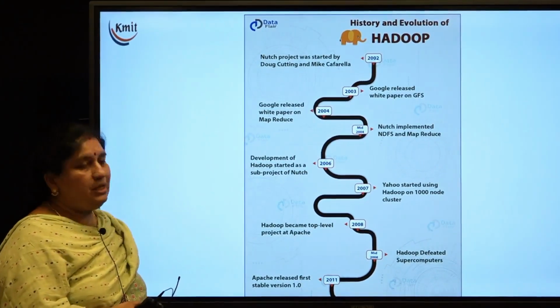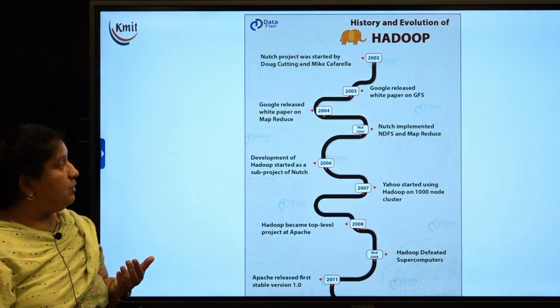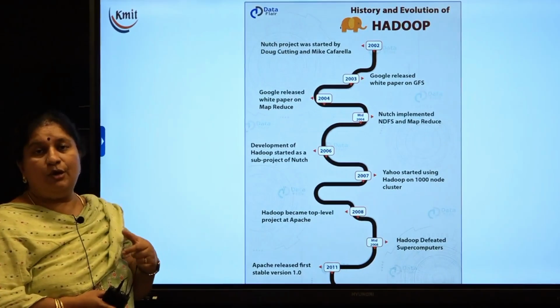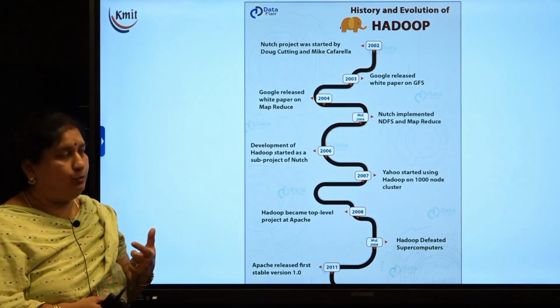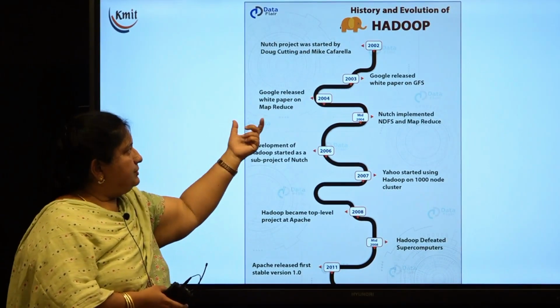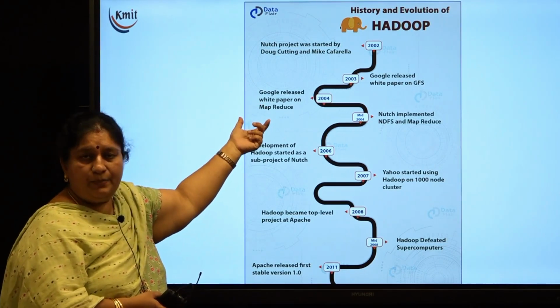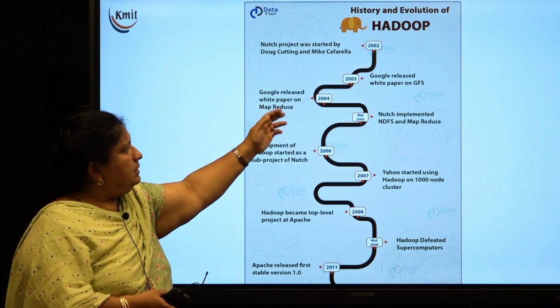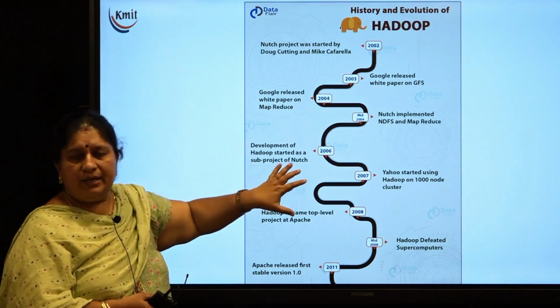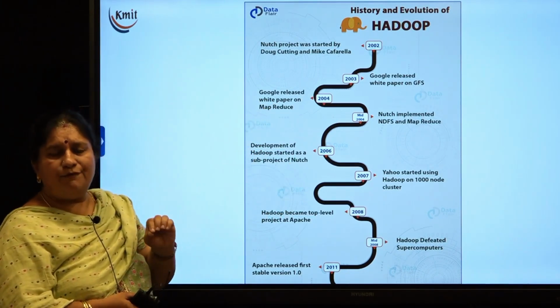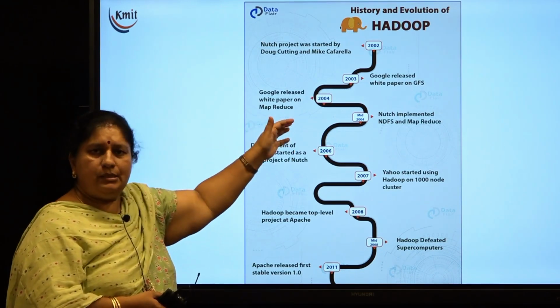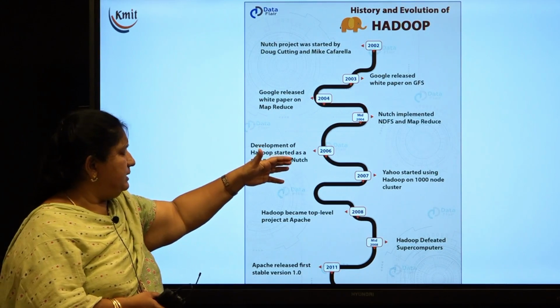In 2003, Google released a paper called GFS, the Google File System, which even today we call the base paper for Hadoop. In 2004, Google released a white paper on MapReduce, the processing component of Hadoop. Then in between, Nutch was separated. Nutch was taking care of client server architectures, and MapReduce was separated from both of those things.